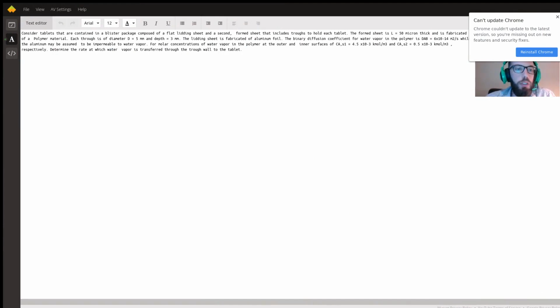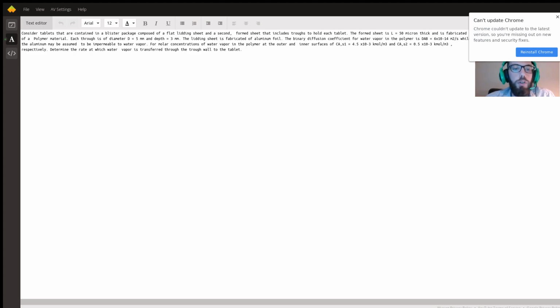Okay, so the question proposed here is: consider tablets that are contained in a blister package composed of a flat lidding sheet and a second form sheet that includes troughs to hold each tablet. The form sheet is 50 micrometers thick and is fabricated of a polymer material. Each trough is of diameter 5 millimeters and of depth 3 millimeters. The lidding sheet is fabricated of aluminum foil.